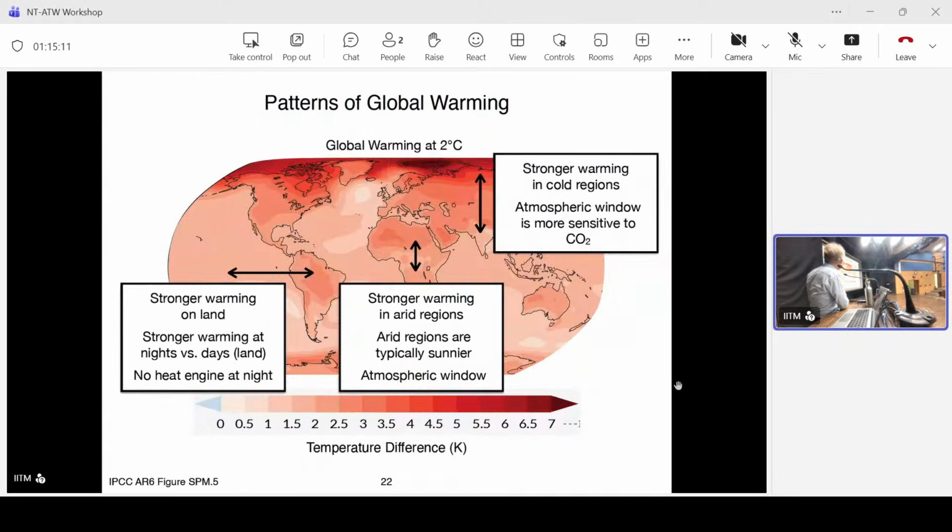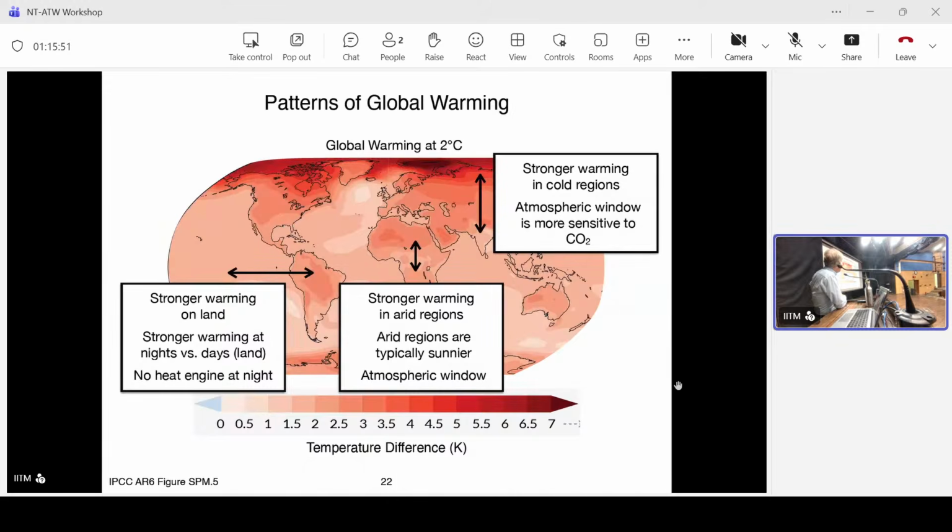So in other words, we can sort of explain these patterns. This one here from yesterday, you had stronger warming on land because the nighttime warms more strongly during the night, which we have also just seen recently in the data in China, because you don't have turbulent fluxes at night, because you don't have a heat engine working at night. Then we see this difference, that we have a stronger warming in arid regions, because arid regions are typically sunnier, and that's the atmospheric window.